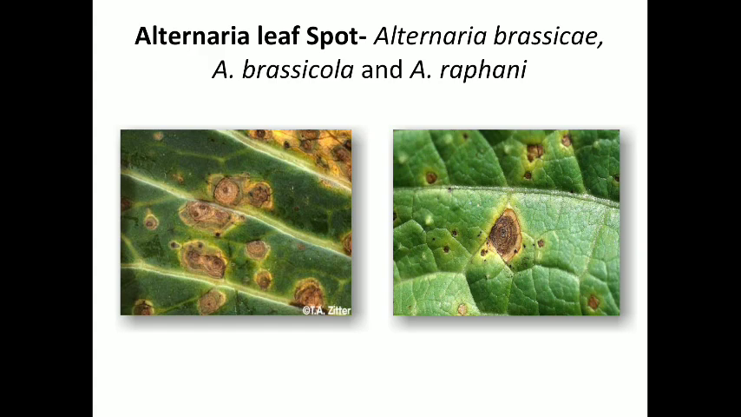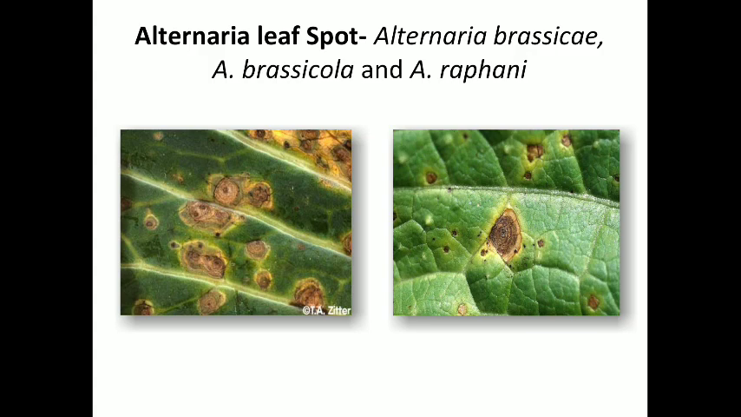Next disease, that is Alternaria leaf spot. Alternaria brassicae and Alternaria brassicicola in case of crucifers, particularly cabbage, cauliflower, and Alternaria raphani in case of radish. The disease is caused by a fungus. In the picture, you can clearly see the symptom. Let's see in detail. The pathogen attacks petiole, leaf, stem, and seed pods.